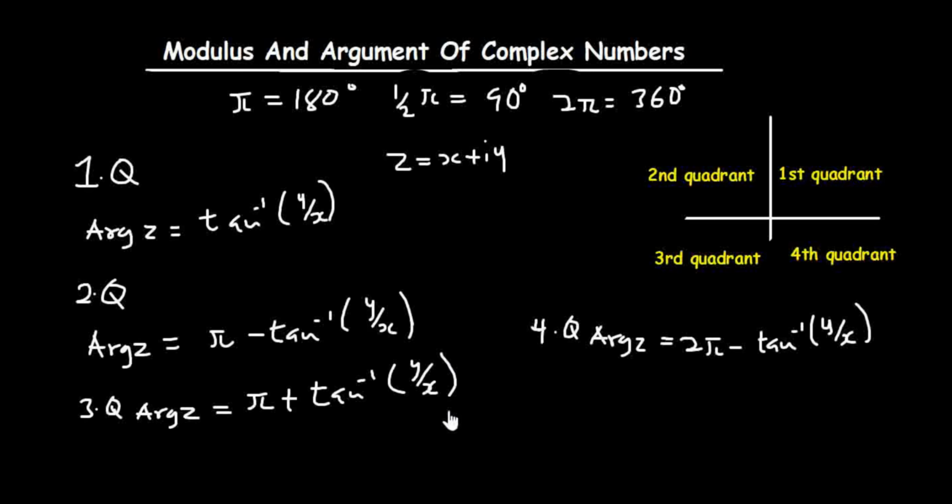So we will end this lesson here. I'll give you a question to try. Find the modulus and the argument of the complex number minus 3 minus 4i.